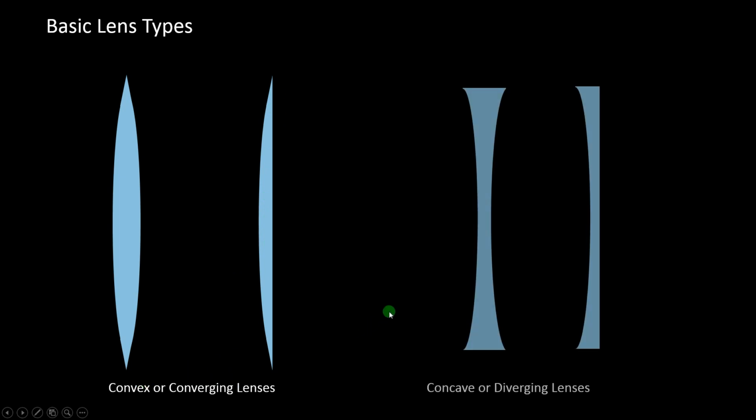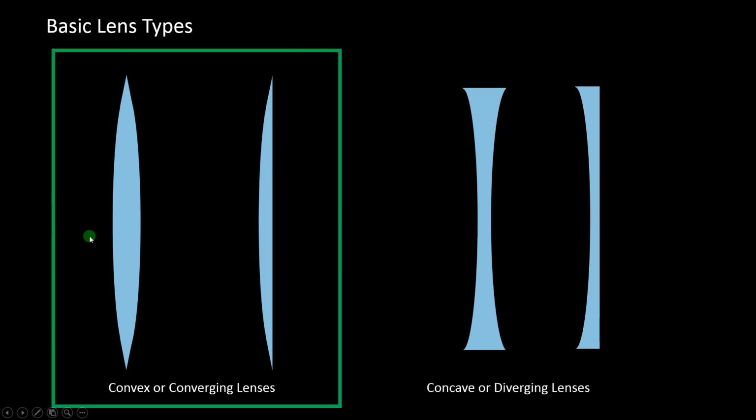We have convex or converging lenses, where the surfaces of the lens slope outwards, and also if you only have one lens surface that slopes outwards and bulges like this and another surface that's flat, that counts as converging as well, or convex. And the other type is concave or diverging lenses. Now, for the purposes of our study, we only need to concentrate on convex or converging lenses, and we're not going to look at concave or diverging lenses at all.